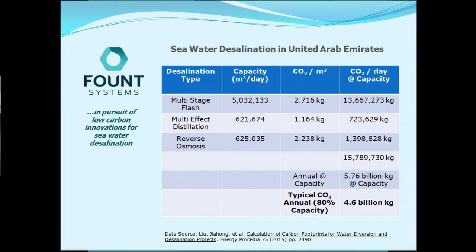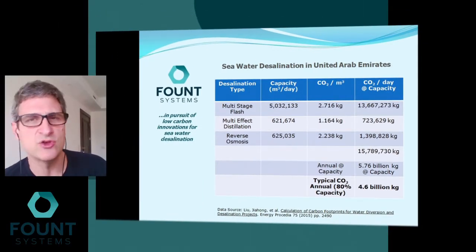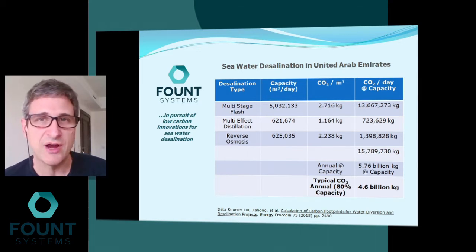And then let's assume they're not operating at capacity all the time in the UAE. Let's say over the course of a year, they're averaging about 80% capacity. So we can suggest with that assumption that we're at 4.6 billion kilograms of CO2 being generated every year from the UAE for seawater desalination.